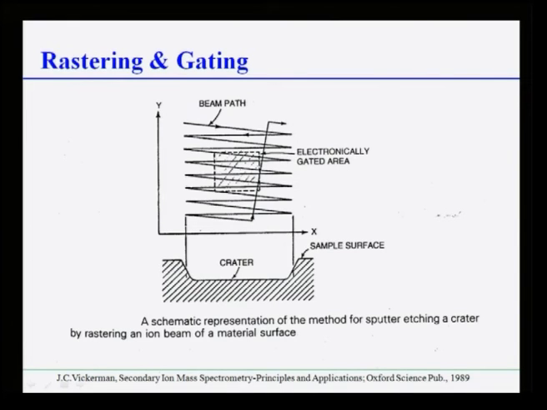Well, SIMS can also be used with rastering or gating, and time of flight is how it is done. If you have a different path, this is the beam path. You can see here the beam path follows like this. So this is nothing but an electronically gated area. You can actually create a crater, and as you raster, at every point you can measure the SIMS profile by time of flight. And once you do that, at every point you can get the composition values, and this way you can create a three-dimensional map.